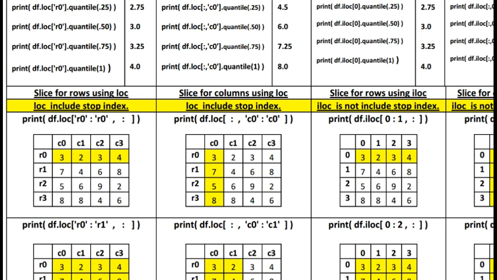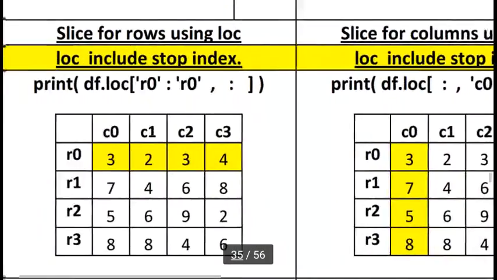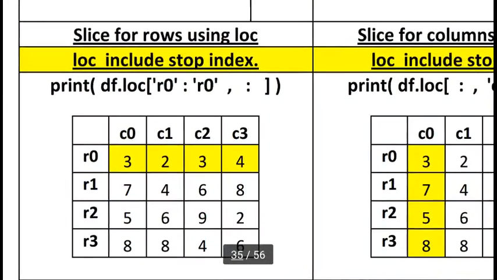Okay, so you can see slice for row using loc. We know very well pandas provides user defined labels, so we can change the 0 1 2 3 row index according to our choice, and the default numerical column values 0 1 2 3 4 into our choice. So here I am using R0, R1, R2, R3. This is my choice of row index, and C0, C1, C2, C3, this is my choice of column index.